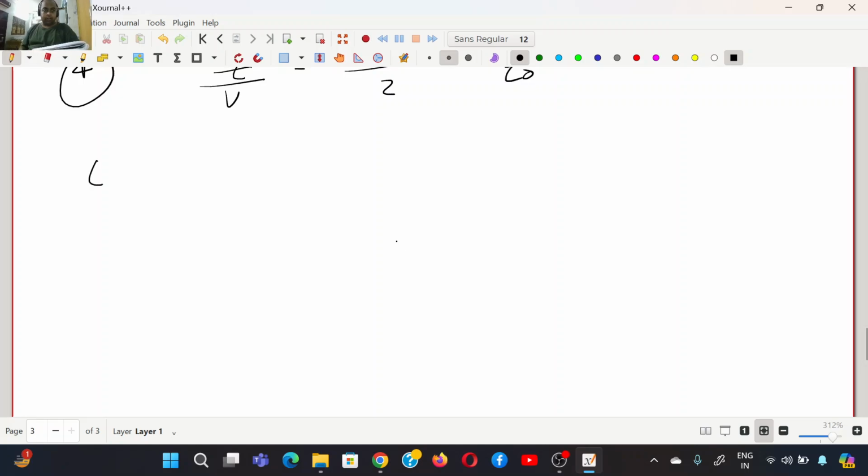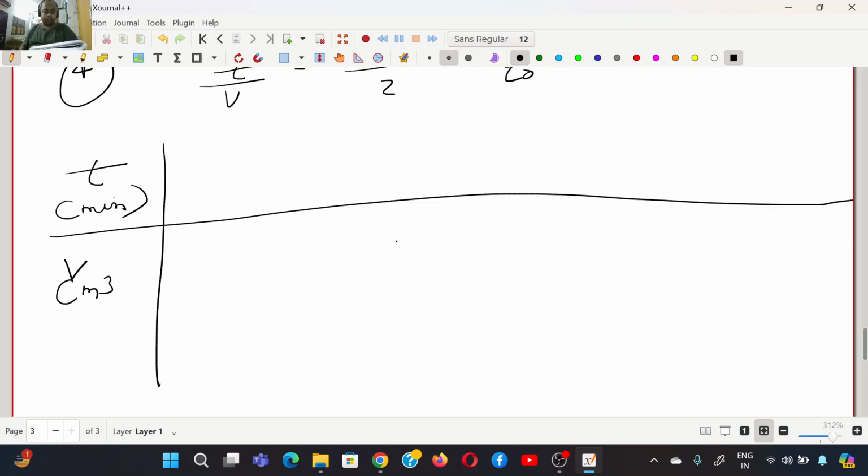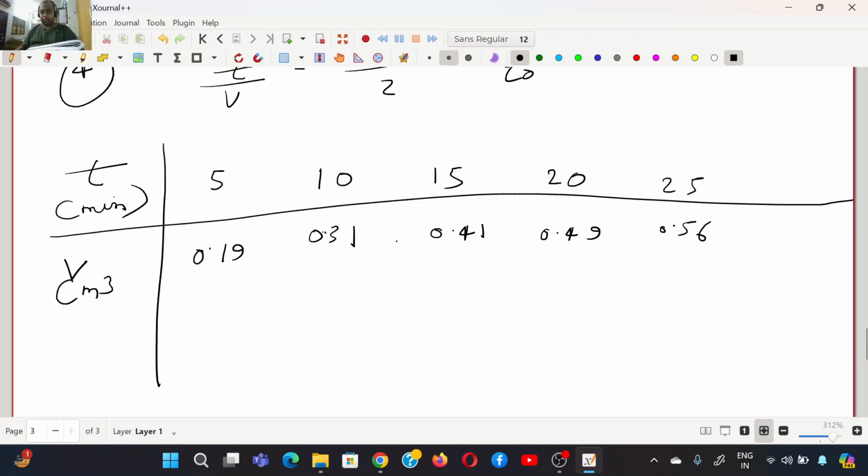So first I'll write the table: time, which is in minutes, and volume of filtrate. At 5 minutes it is 0.19 meter cube. At 10, it is 0.31 meter cube. At 15, it is 0.41 meter cube. At 20, it is 0.49 meter cube. At 25, it is 0.56. At 30, it is 0.63.